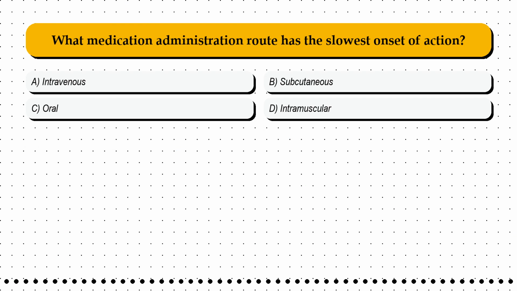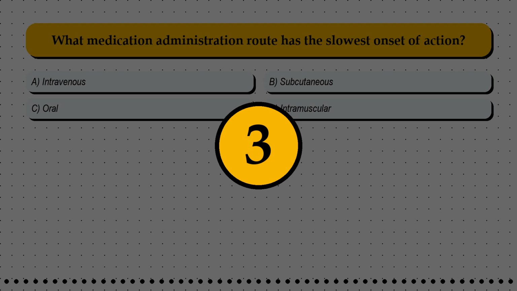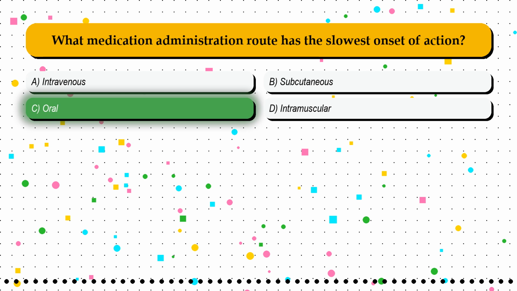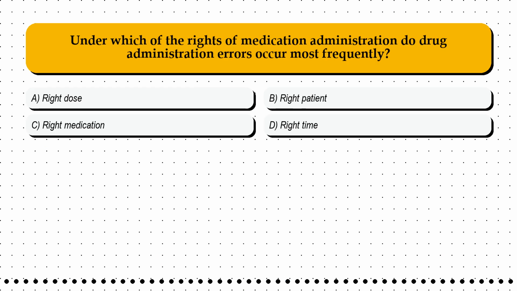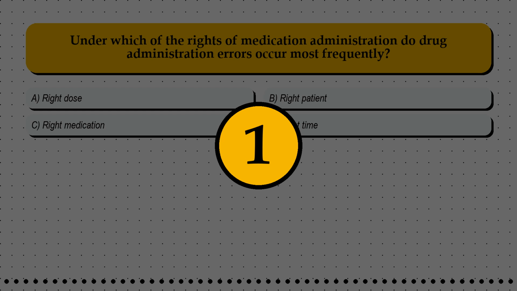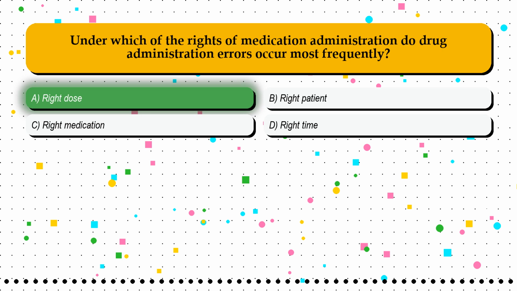Question 90. What medication administration route has the slowest onset of action? Option A, intravenous. Option B, subcutaneous. Option C, oral. Option D, intramuscular. The correct answer is option C, oral. Question 91. Under which of the rites of medication administration do drug administration errors occur most frequently? Option A, right dose. Option B, right patient. Option C, right medication. Option D, right time. The correct answer is option A, right dose.